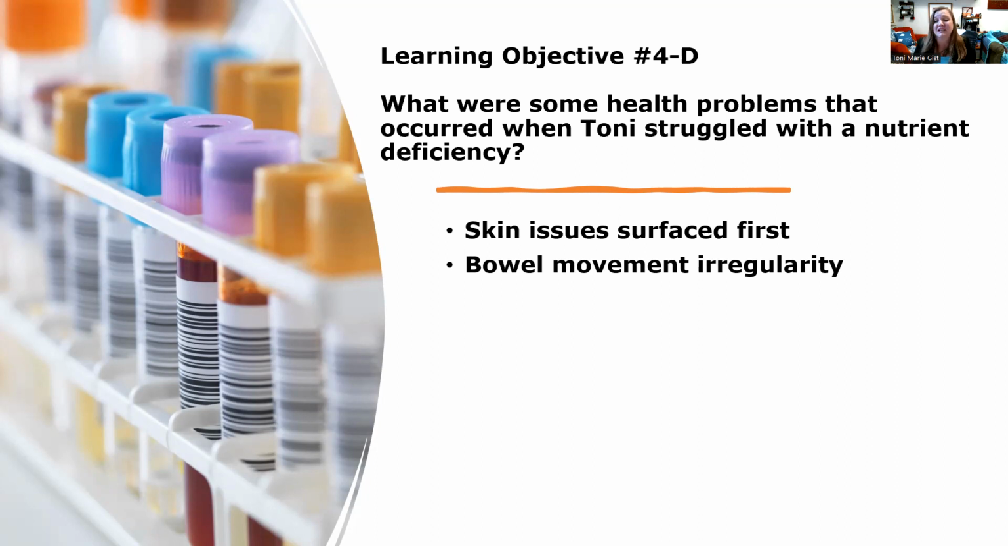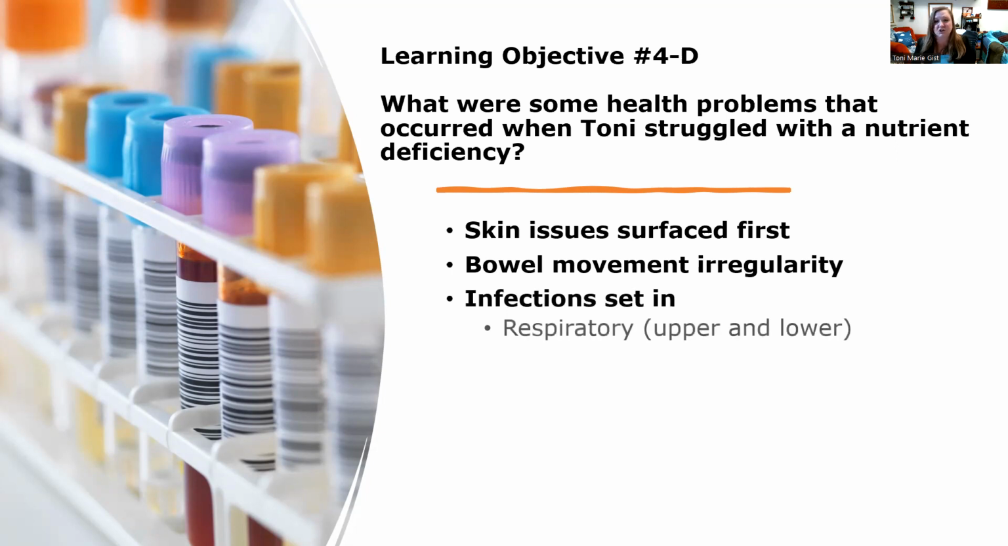My intestines weren't functioning the way that they should be, because essential fatty acids do help with bowel movement or pooping regularity. I even had infections that started to set in. It started with a respiratory infection, like upper respiratory in my sinuses and in my face. It turned into a lower respiratory where I was coughing up green things. I got a bladder infection, which then progressed onto a renal and kidney infection.